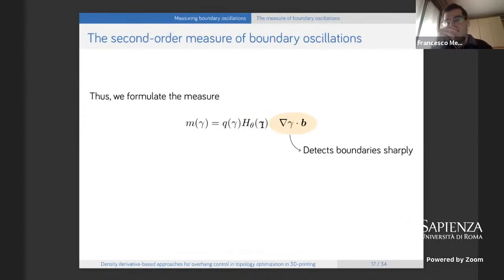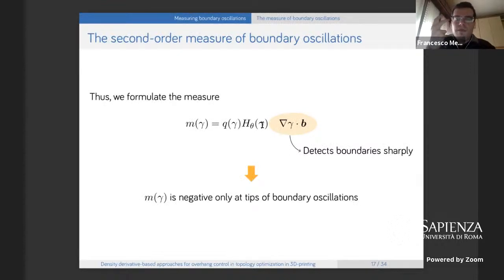Finally, this last term wouldn't actually be necessary. Q of gamma times H theta would already be enough to fully implement the characterization that we have seen in the previous slides. The additional term, the dot product between the gradient of gamma and B, is just used because it helps to detect boundaries more sharply. But it's not mandatory. We can actually not use it.